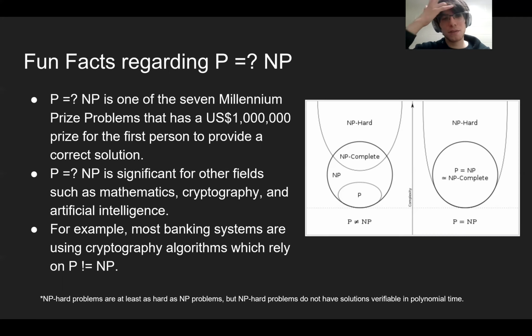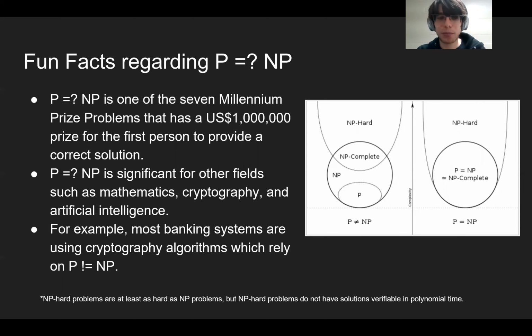And P versus NP is significant in computer science for sure, and in mathematics, cryptography and artificial intelligence, it's very, very relevant, because a lot of systems we use now rely on the fact that P is not equal to NP. So we often rely upon the fact that there are no algorithms to solve something quickly. And so it would break a lot of, for example, the cryptography we have now.